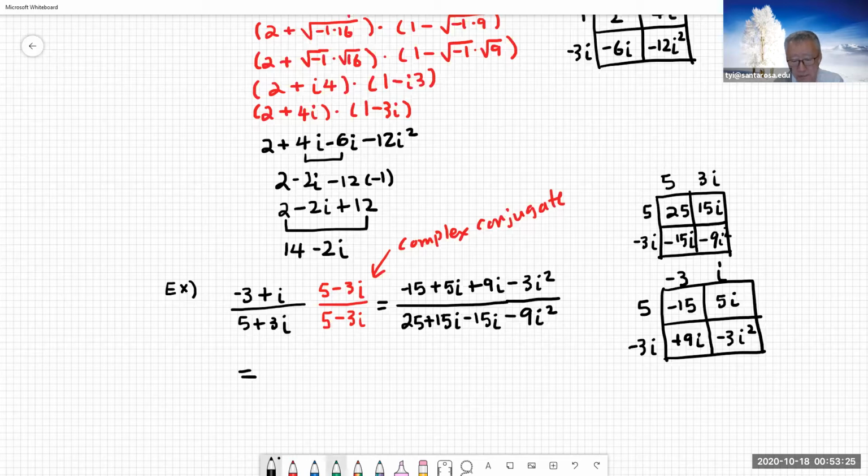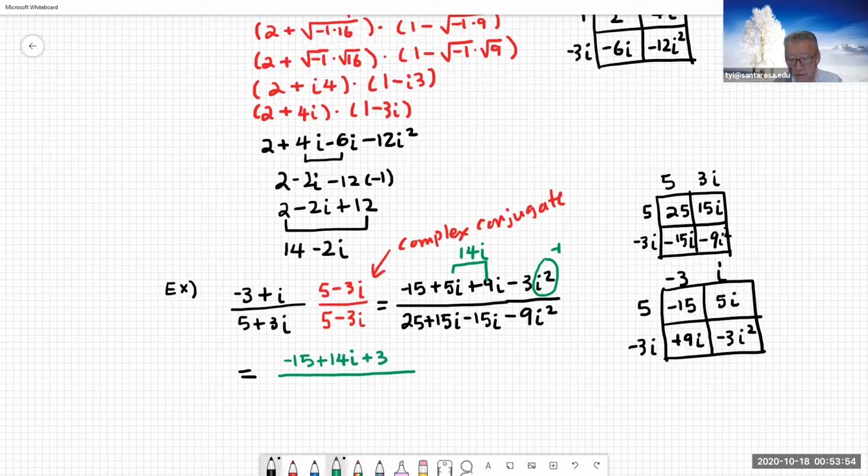So we're going to do some housekeeping here. So 5i, you got plus 9i. So that will be a 14i. Now the i squared is going to be your negative 1. So negative 1 times negative 3, you get positive 3. So I have a minus 15 plus 14i and plus 3.